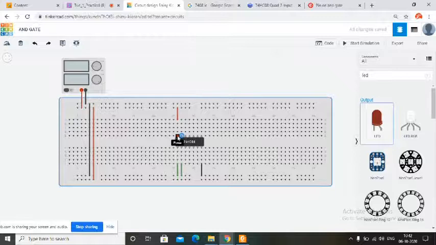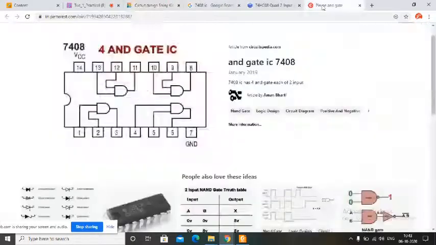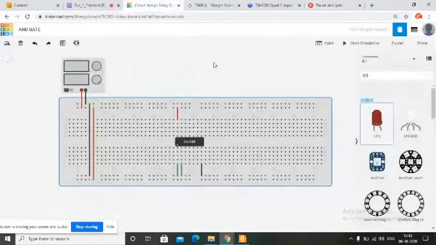It is not from this side, it is from the rightmost side: 8, 9, 10, 11, 12, 13, 14. Even if you put the cursor on it, it will say it is the power pin. So you will join this pin number 14 with the positive line, because it is VCC. So we connect it with the positive supply, right? Done.